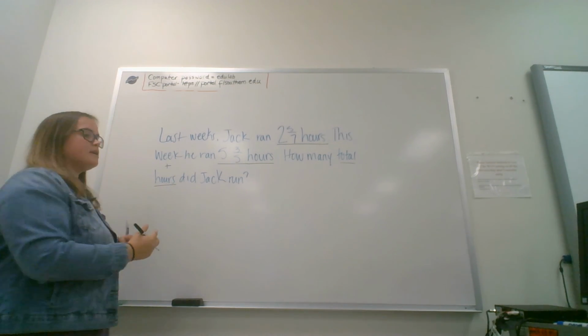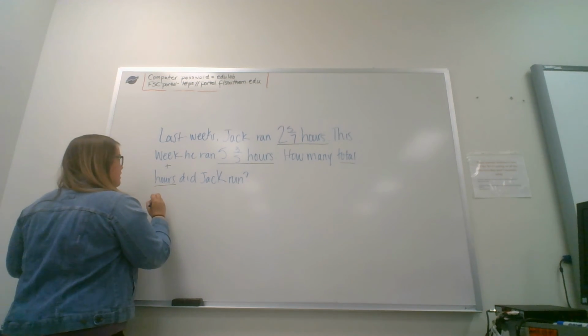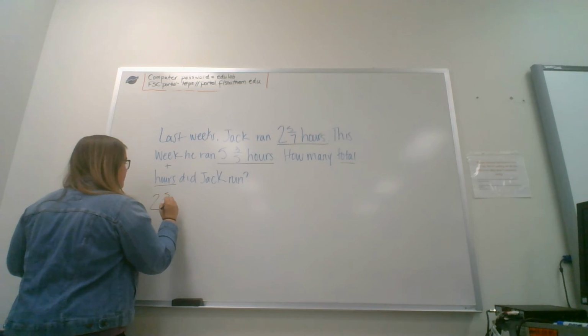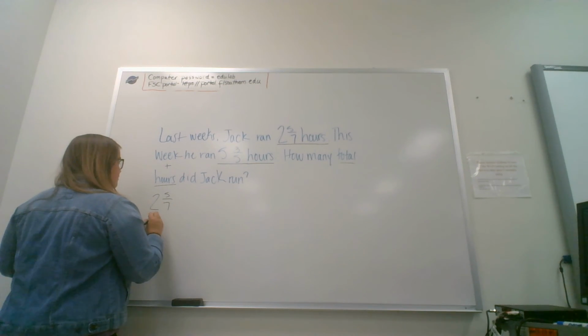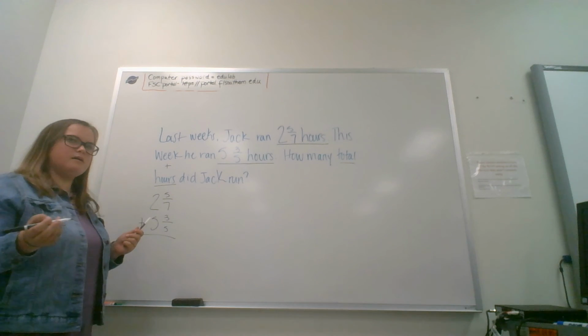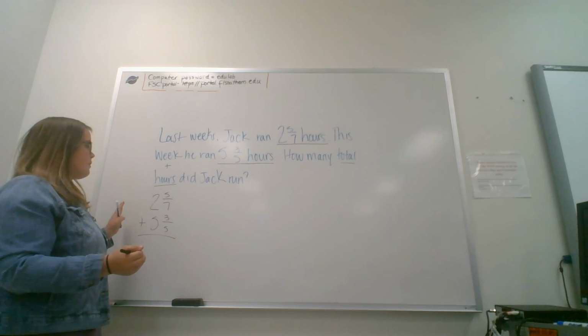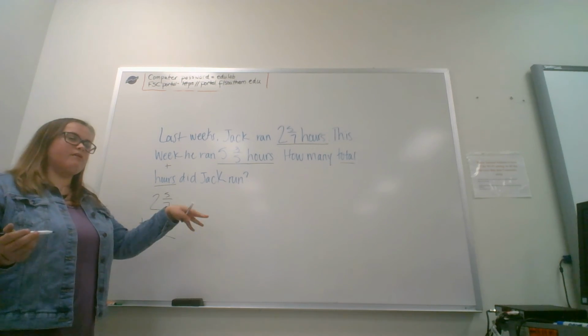So what we're going to do first is we're going to be doing subtraction, but we're going to be adding it. So it's going to be 2 5/7 plus 5 3/5. Can I add it right away? No, I can't, because I need to find the common denominator. So what we're going to do is we're going to bring it out all the way to 5s.